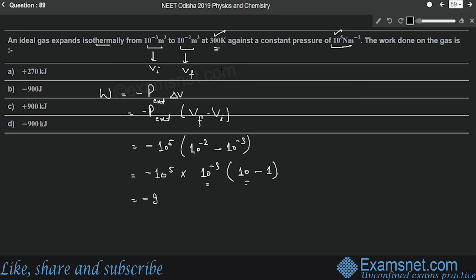Minus sign is also there. Minus 9 into 10 to the power 5 is there and 10 to the power minus 3 is there. Okay. That means 10 to the power 5 minus 3. So here we'll get minus 9 into 10 to the power 2, or minus 9 into 100. So on solving this, we'll get minus 900 and the unit of work is joule. So the correct answer will be minus 900 joule. That means option B will be the correct answer.